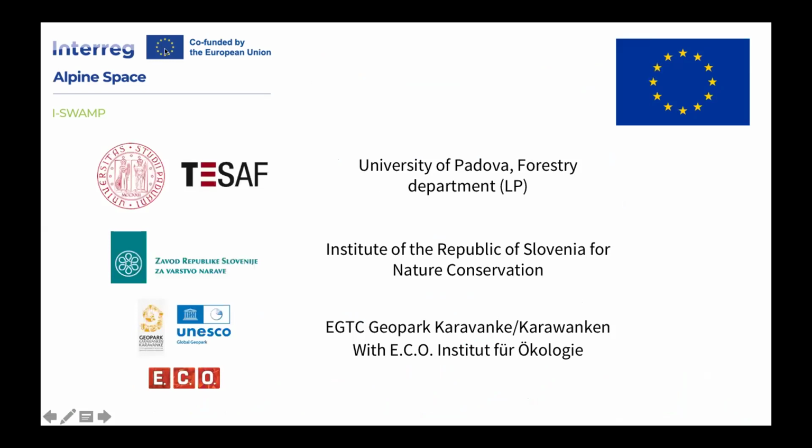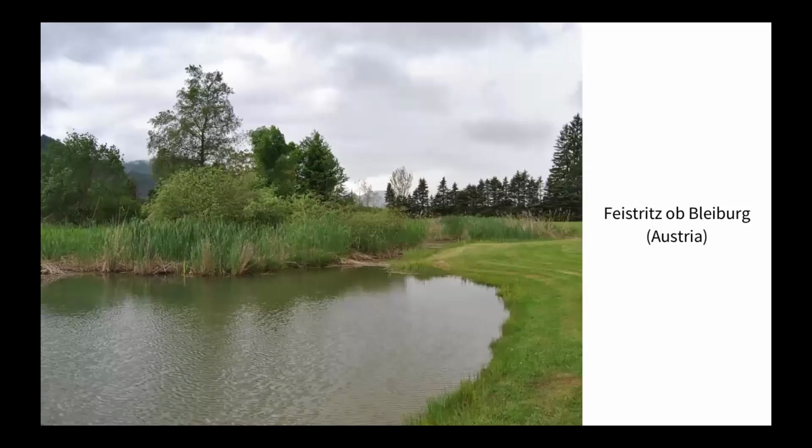The project is co-funded by the European Union in the frame of Interreg Alpine Space, and it involves three alpine countries. One is Italy, with the University of Padova. One is Slovenia, with the Institute of the Republic of Slovenia for Nature Conservation. And the third one is Austria, which is represented by the Geopark Karawanken, with the help of Eco Institute für Ökologie, which is also, in this case, Geopark representing Slovenia, since it's a transboundary entity. We can start right away with showing some pictures of wetlands.